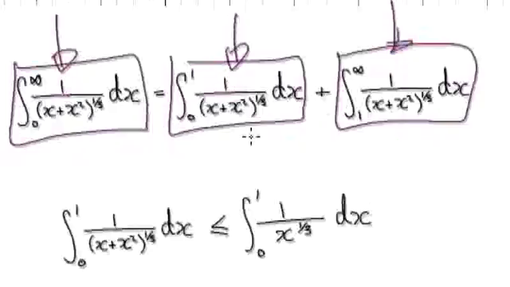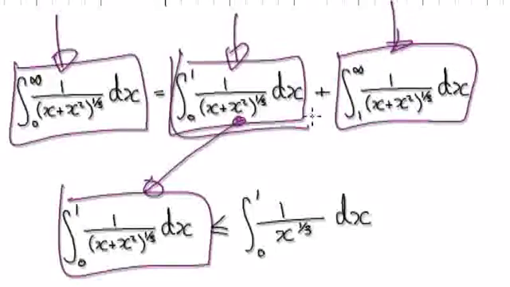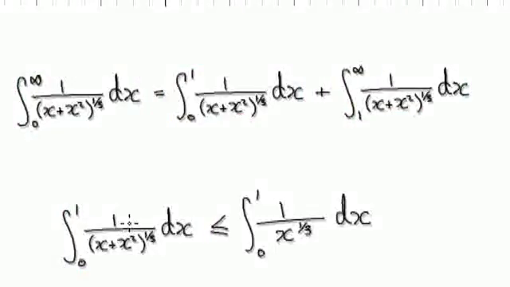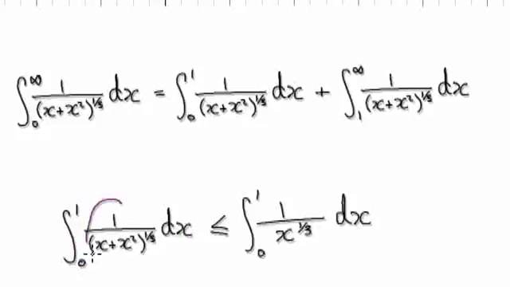Now let's just look at this one here. Later on we will look at the other one. So for the time being, let's just look at this one. To determine if this converges or diverges from 0 to 1, we need to compare this to 1 over the cube root of x. Now if you look at the denominator, here you've got one thing adding another thing.